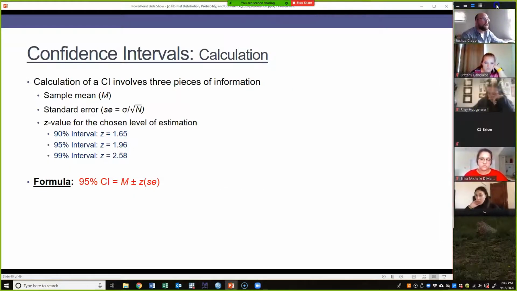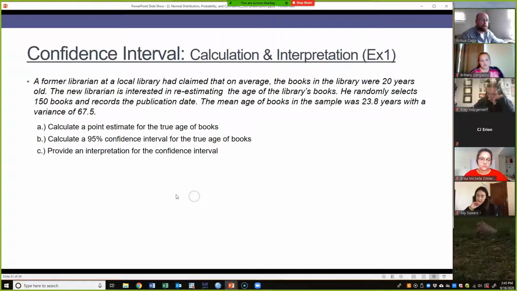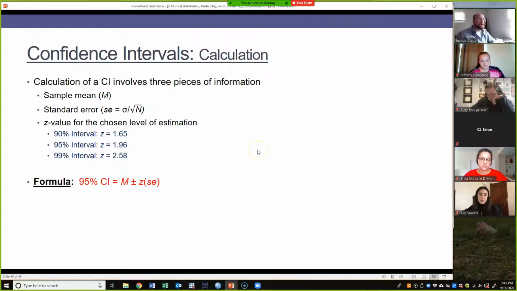So we finished up last time talking about confidence intervals. Someone tell me what we're trying to do with a confidence interval. Why does Josh like confidence intervals? What do you think, Allie? You're my student. Why do I like confidence intervals?